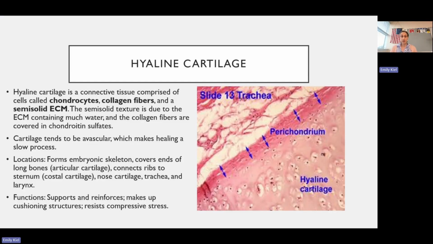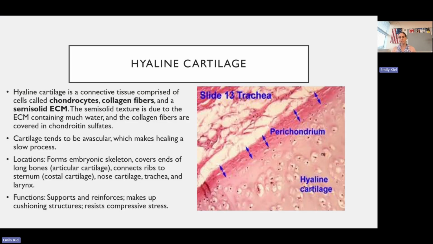We see hyaline cartilage in the embryonic skeleton, and at the end of long bones, where it's called articular cartilage, articular having to do with joints. We see where it connects the ribs to the sternum, known as costal cartilage. The word costal will always have to do with the ribs. And then also in the nose, the trachea, and the larynx. The functions are to support and reinforce. It makes up cushioning structures and reduces compressive stress.